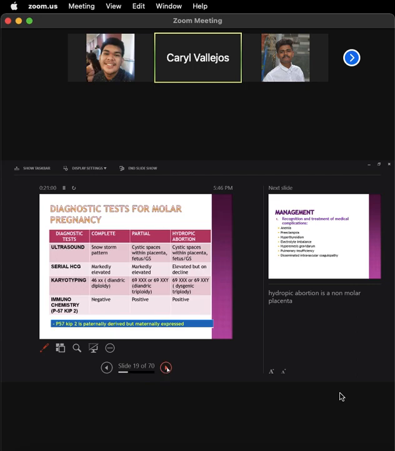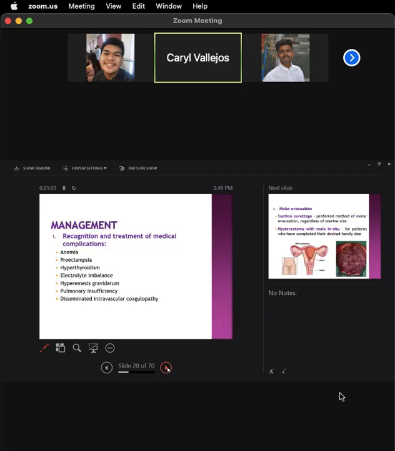So how would you manage your hydatidiform mole? First, you have to recognize the medical complications. That is why we have your laboratory tests. So first is the recognition and the treatment of the medical complications. Do not go yet with how you would evacuate your molar pregnancy. First, you have to recognize and treat the medical complications. When the medical complications have been treated, then you will do your molar evacuation.